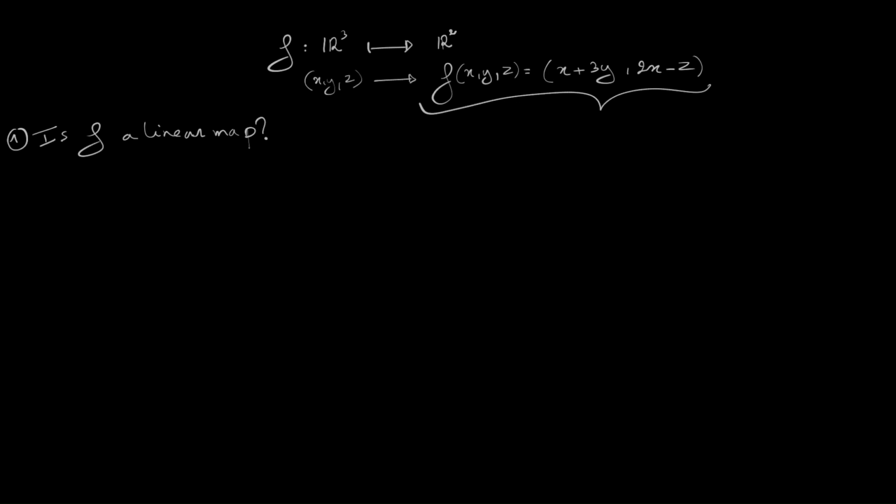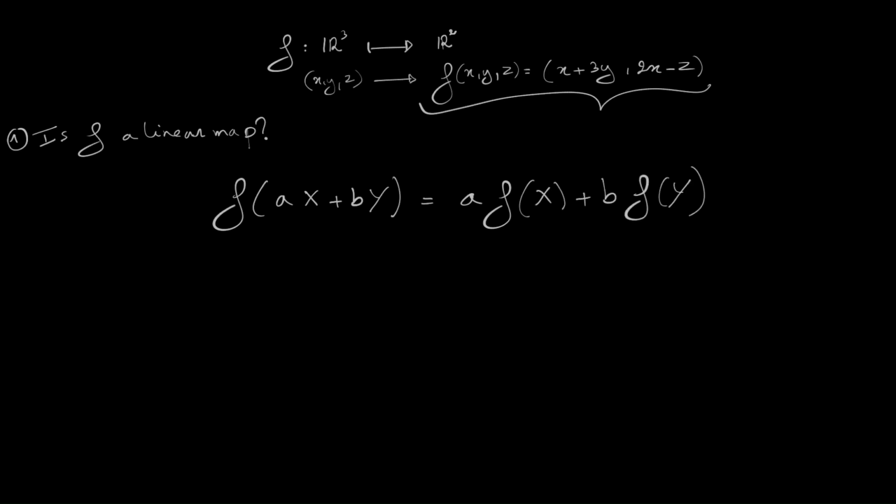The first question asks us to verify that F is a linear map. Let's do a quick reminder. A map is linear if it preserves vector addition and scalar multiplication. This means that the image of ax plus by equals the sum a f of x plus b f of y, where a and b are two real numbers and x and y are vectors.